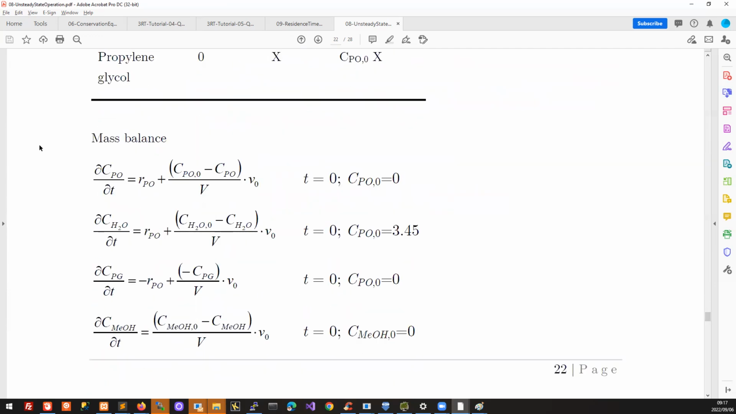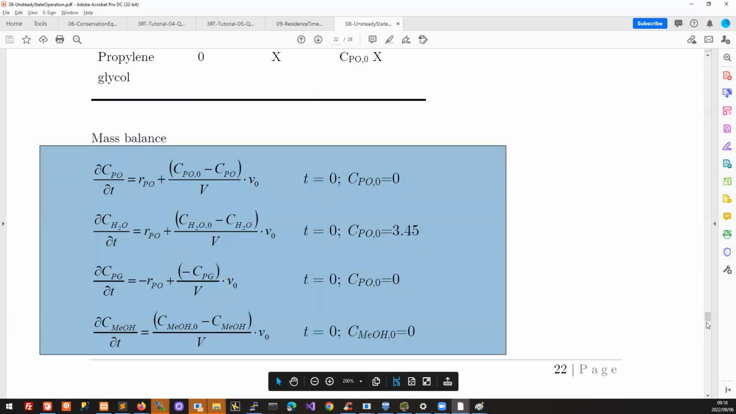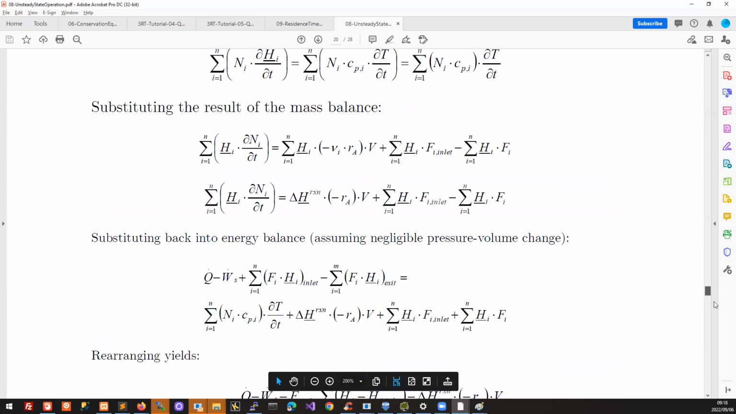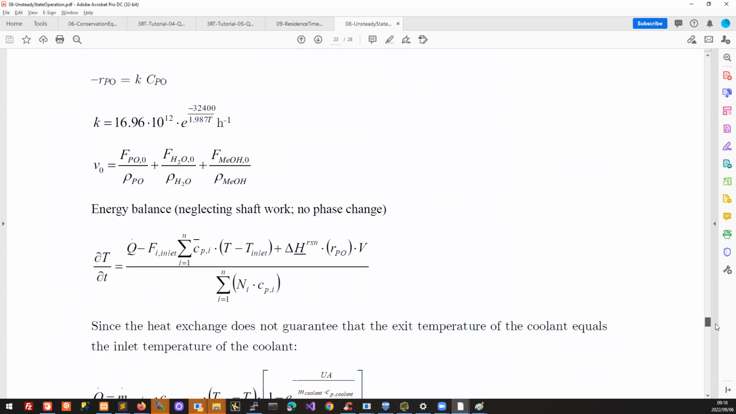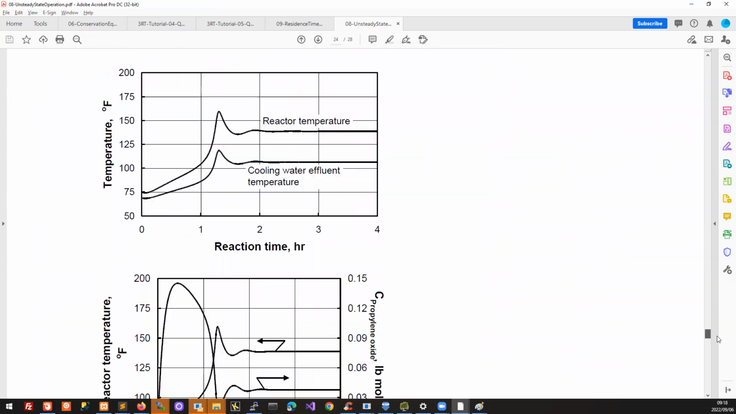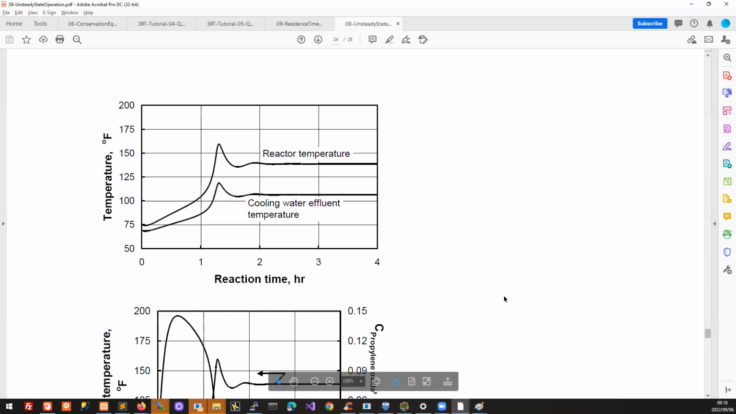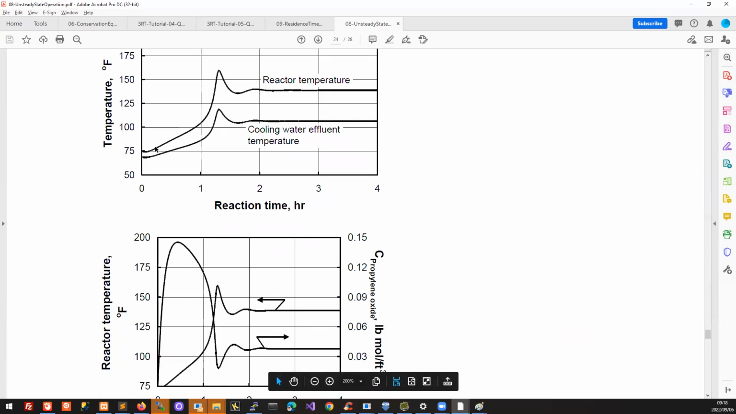So this being the, is this a CSTR? Yeah, startup and shutdown of a CSTR. So there's your material balance. And then there's your energy balance as well. And then we can go ahead and simulate if we are doing this adiabatically or not adiabatically, if we are simulating the reactor temperature for one, and if we are also simulating the cooling water temperature exiting the reactor.